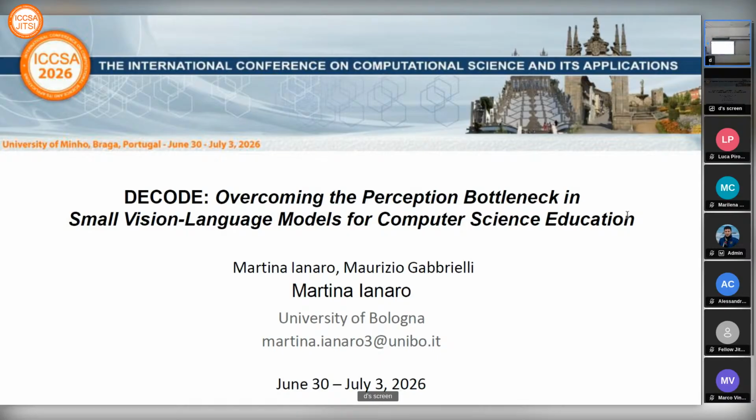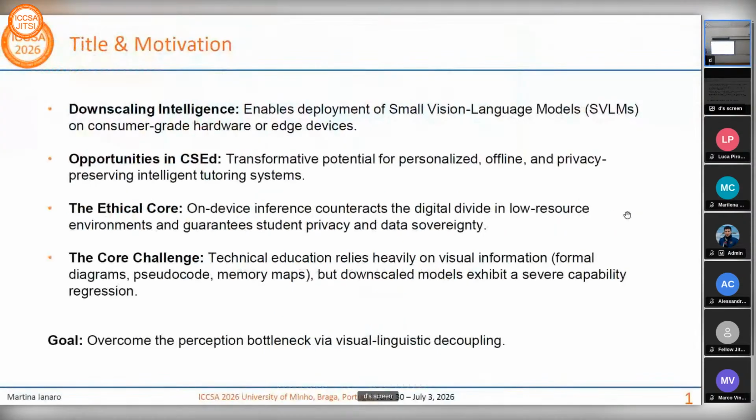I will walk you through the slides, trying to explain the motivation behind this project and also the evidence that supports our findings. The main topic is downscaling intelligence, a trend in the literature that enables the deployment of small visual language models on consumer-grade hardware or edge devices. This opens up an opportunity in computer science education because it allows us to build a personalized, offline and privacy-preserving intelligent tutoring system. The ethical core behind this work is to have all the inference on device.